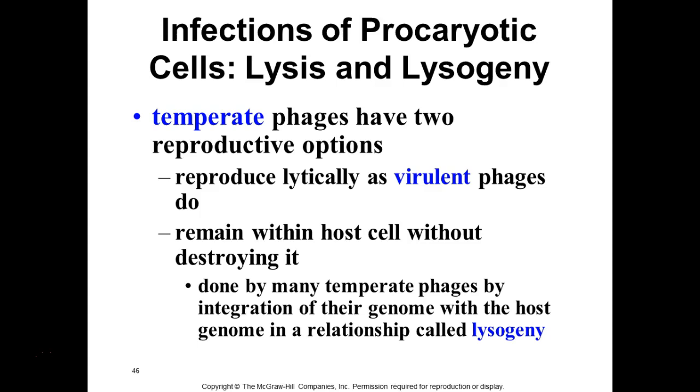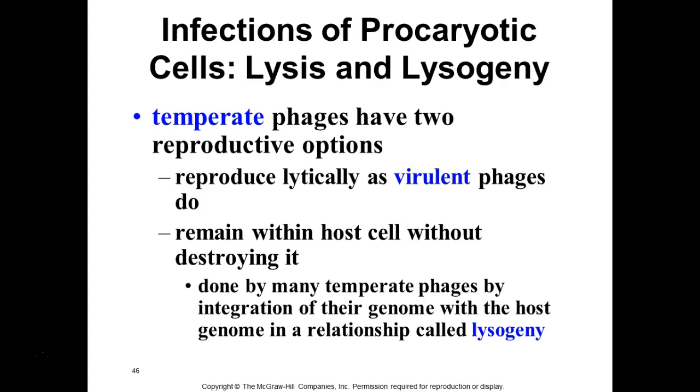But ones that remain within the host cell without destroying it are said to have undergone the relationship called lysogeny. So the temperate phage is like, nah, I'm not going to be virulent. Right? I'm going to just hang out here and coexist with my friend, Mr. Bacteria. This happens for us, too, with some infections. Right? Can anyone think of a virus that gets into our cells and actually doesn't bust out of our cells but stays there? HIV can do it. Once infected, always infected.